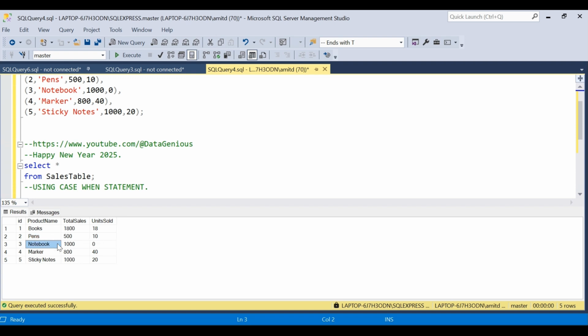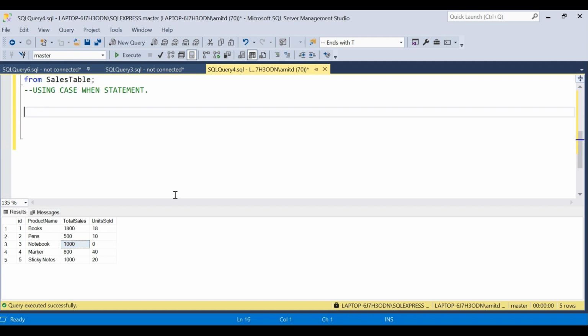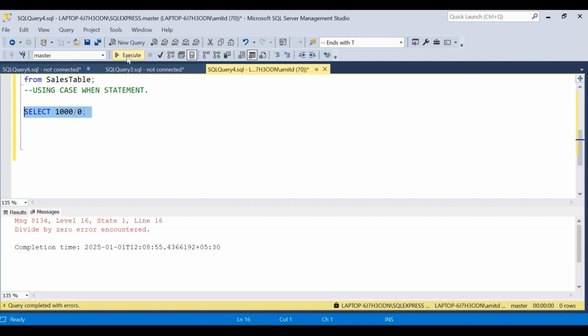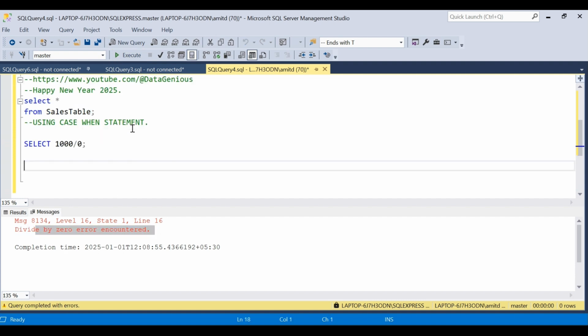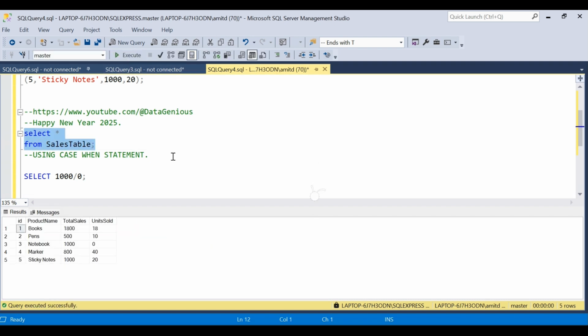But if we look at the notebook, total sales is 1000 and unit sold is 0, so the output should be 0. But we cannot divide directly like 1000 divided by 0, it will give a divide by 0 error. So we have to deal with this error.